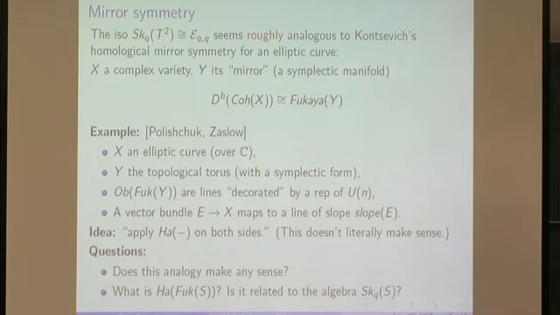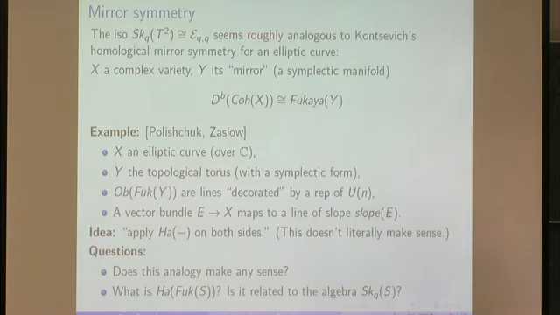Okay. And in some cases, this has been proved. The first example was by Polishchuk and Zaslow in the mid-90s. In that case, X was an elliptic curve over the complex numbers. Y was a topological torus with a symplectic form.